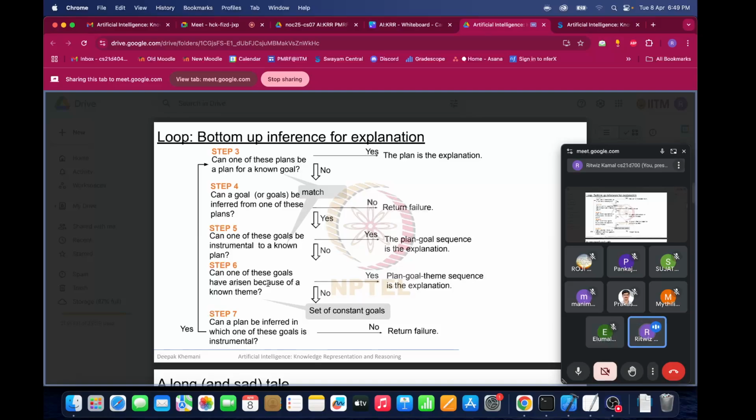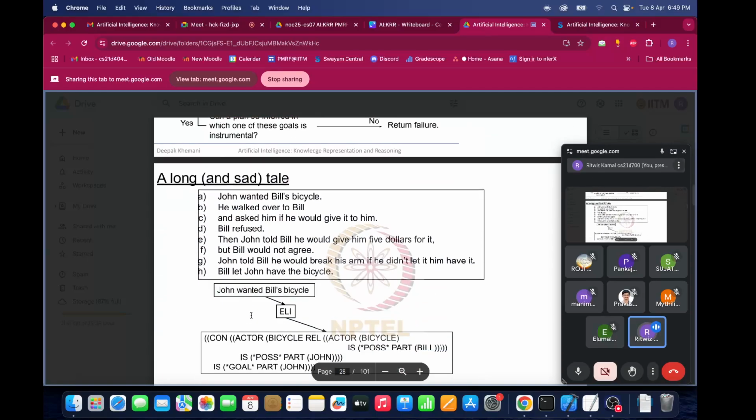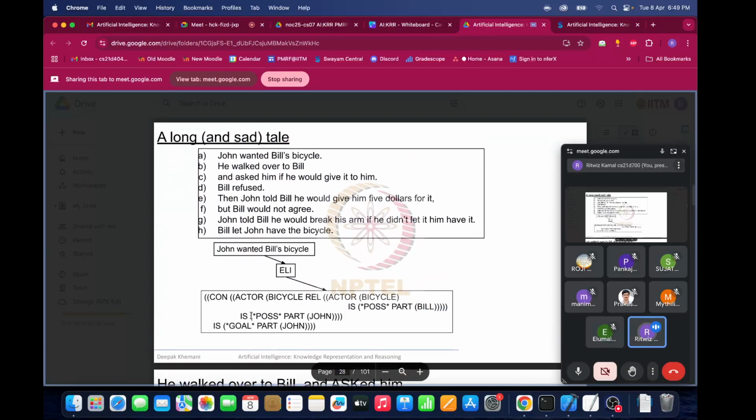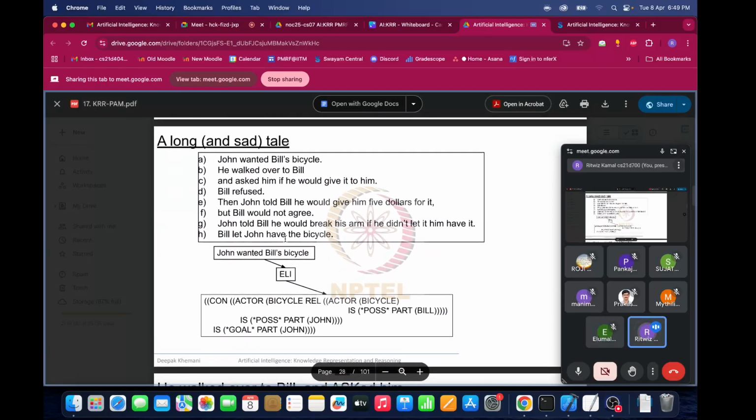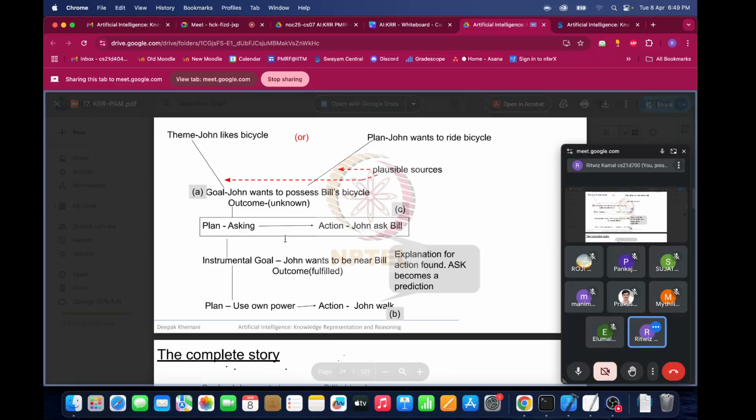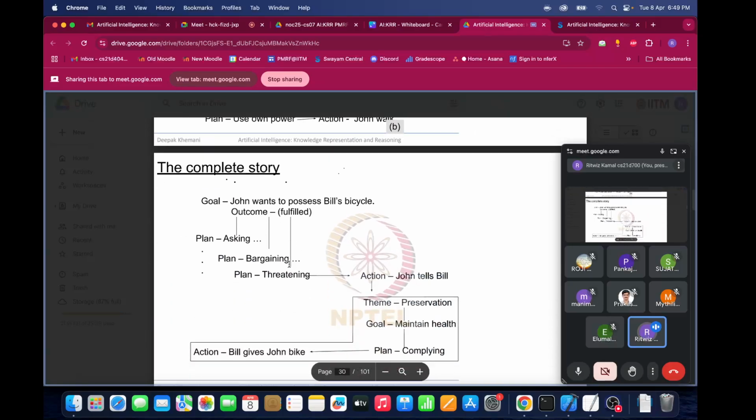Does that help slightly? Yes, sir. Okay, so I'm not getting into the details of the rest of the steps. You can have a look at them. I suppose there should be an example as well. Yeah, I think this is an example. So you can have a look at this example as well, and the final story.